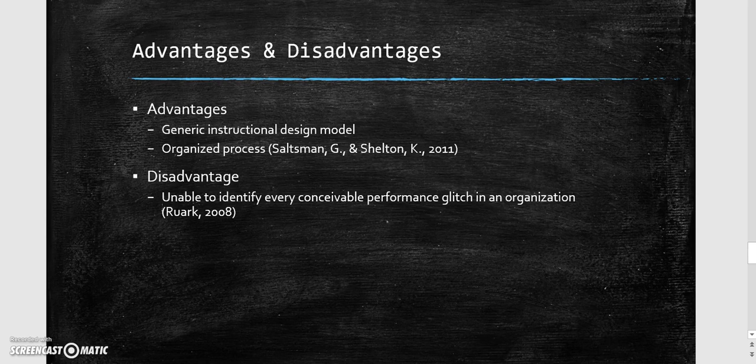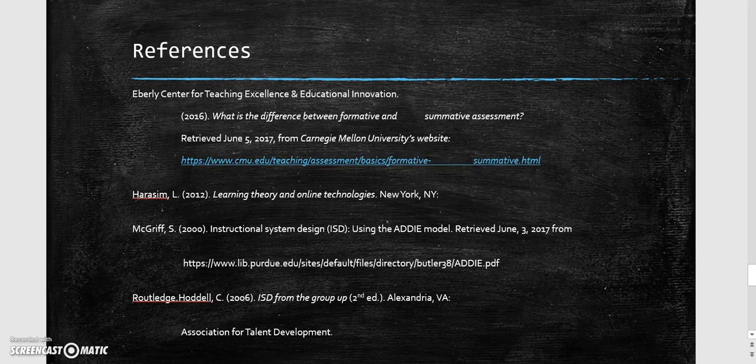Advantages and disadvantages include advantages of a generic instructional design model. This model can be used in several different ways, and it's very flexible. And there are many different versions of the ADDIE model out there currently. It's also an organized process, so it's very easy to use and it flows very nicely. The only disadvantage I found was that it's unable to identify every conceivable performance glitch in an organization. I'm going to shortly show my references and then move on to the authentic application.